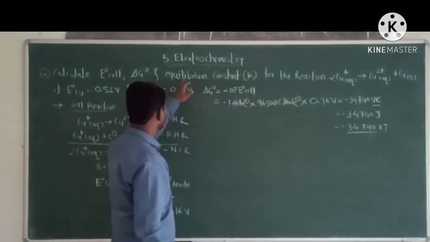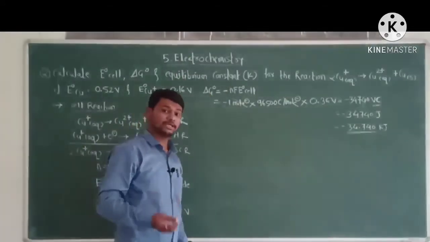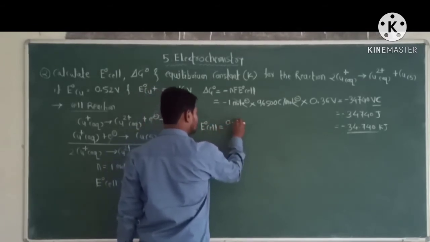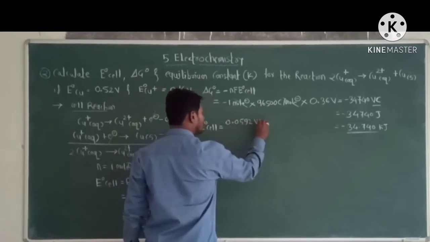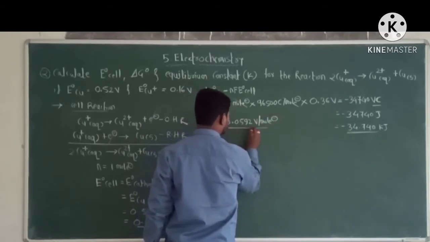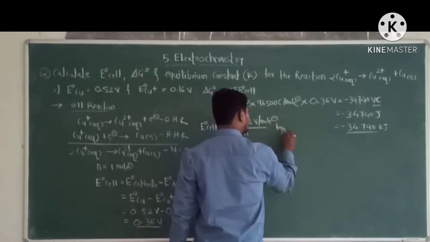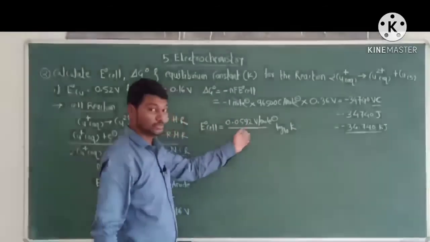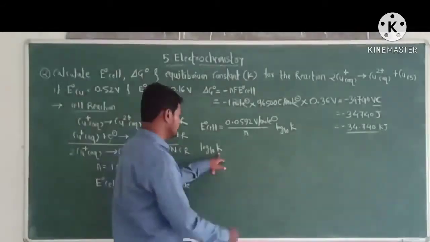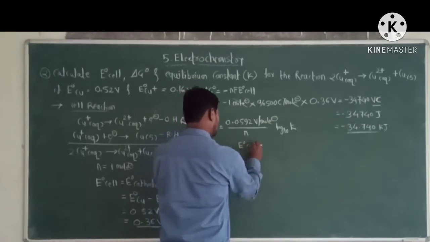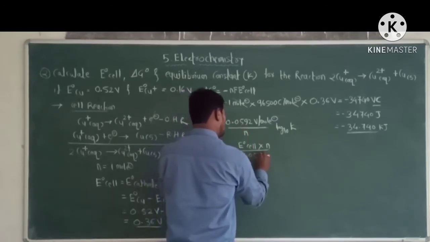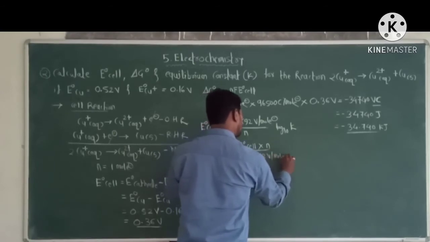Okay, now after that, calculate the equilibrium constant K. The equilibrium constant K is calculated by using the equation E0 cell is equal to 0.0592 volt per mole electron divided by n into log to the base 10 K. Rearrange this equation, we get another equation: log to the base 10 K is equal to E0 cell into n divided by 0.0592 volt per mole electron.